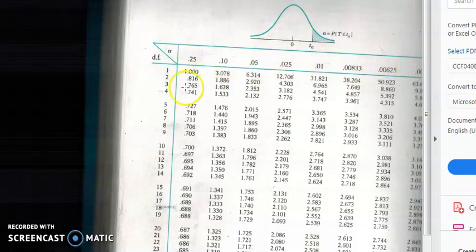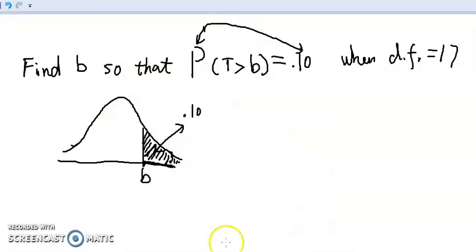And degrees of freedom are 17. So we go down the first column, degrees of freedom, 17. And we look at the intersection, which gives us 1.333. So that means this b value right here is equal to 1.333. So b equals 1.33.